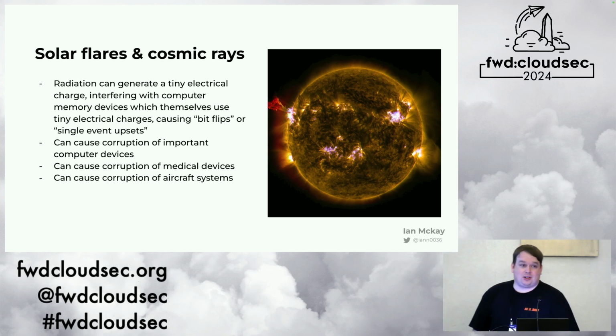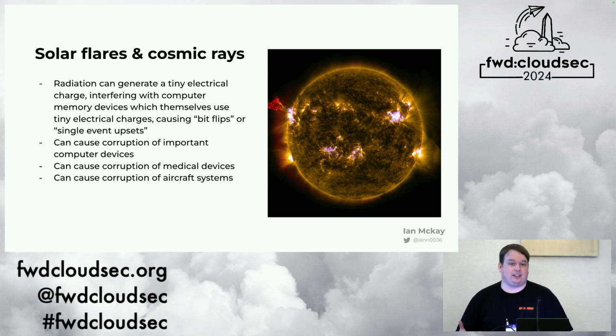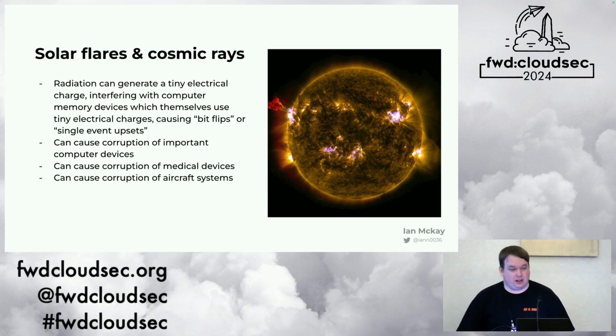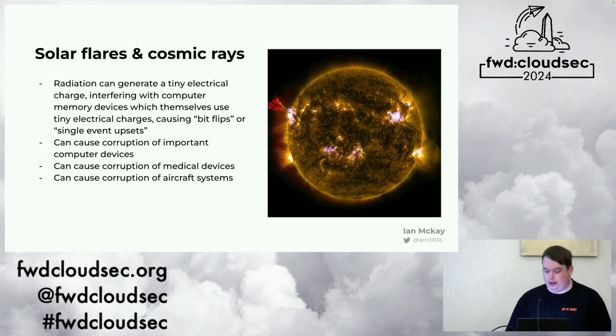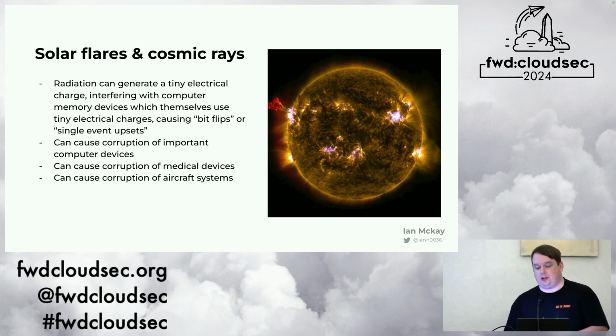This can also cause corruption in airline systems themselves. In 2008, there was a Qantas flight that suddenly had a corruption with their angle of attack sensor, causing the plane to suddenly dive twice, causing some injuries on board. So you can see the effect that this actually has in the real world. But solar flares and cosmic rays aren't the only effect of the sun that can cause corruption to computer memory.